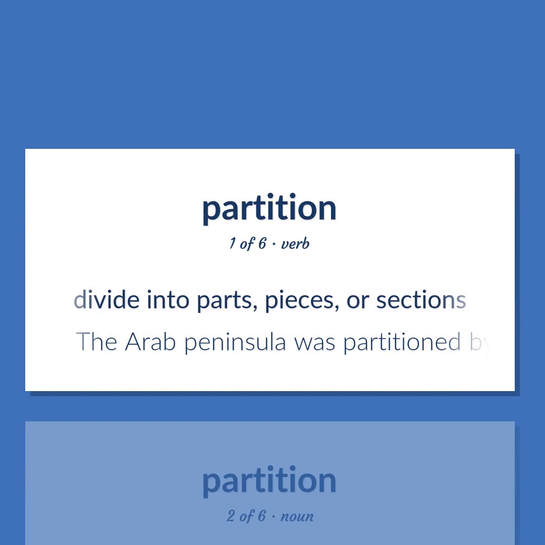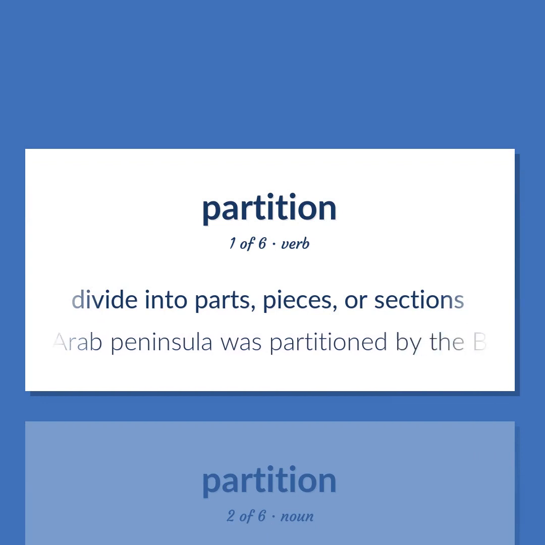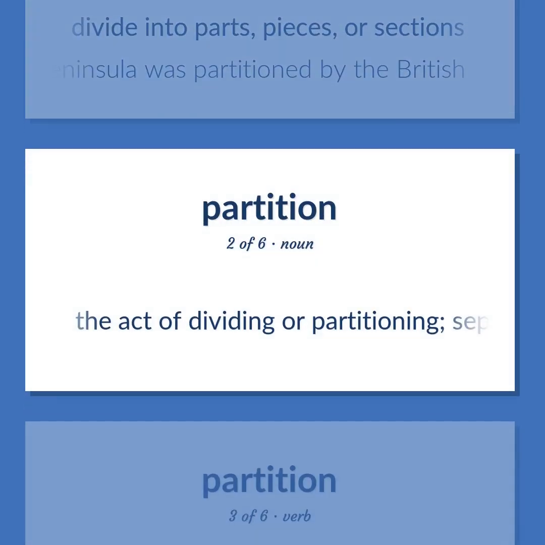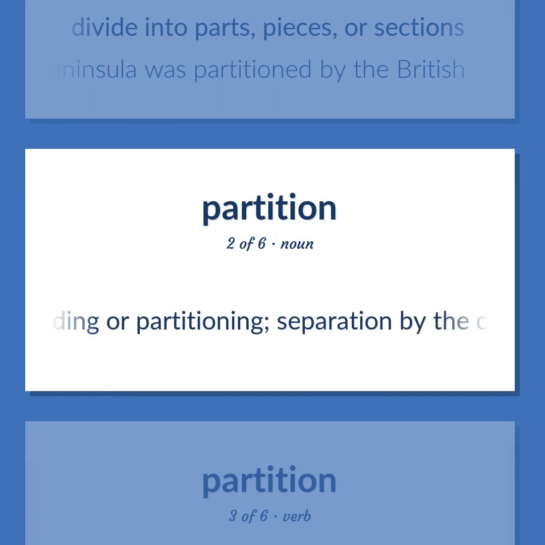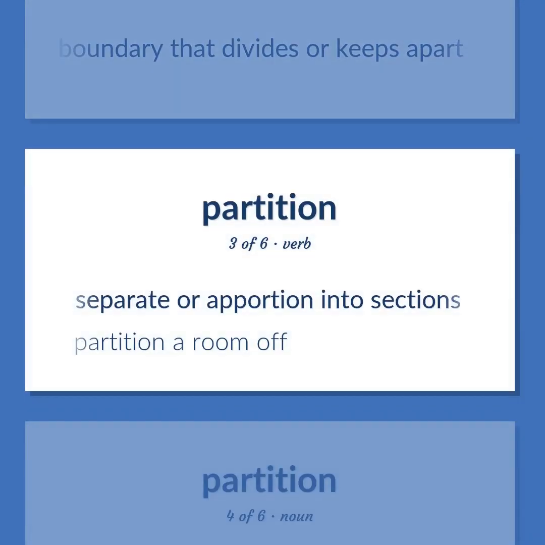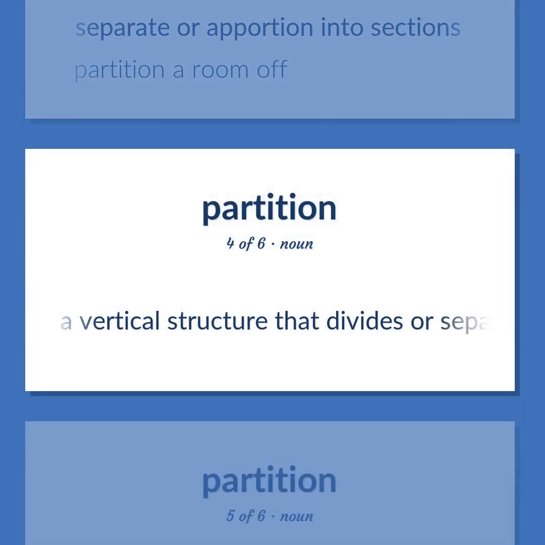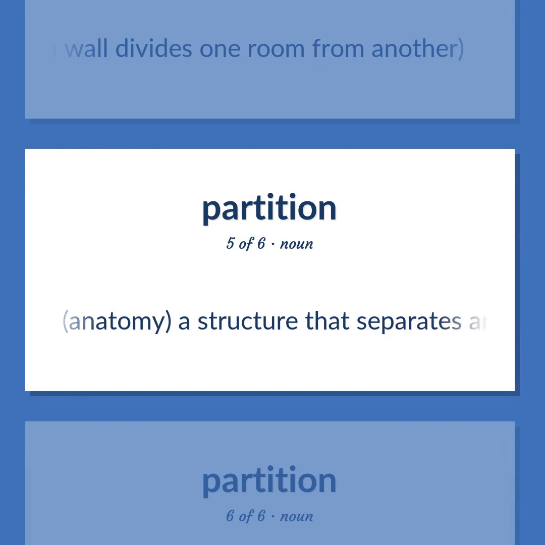Divide into parts, pieces, or sections. The Arab Peninsula was partitioned by the British. The act of dividing or partitioning. Separation by the creation of a boundary that divides or keeps apart. Separate or apportion into sections. Partition a room off. A vertical structure that divides or separates, as a wall divides one room from another. Anatomy. A structure that separates areas in an organism.